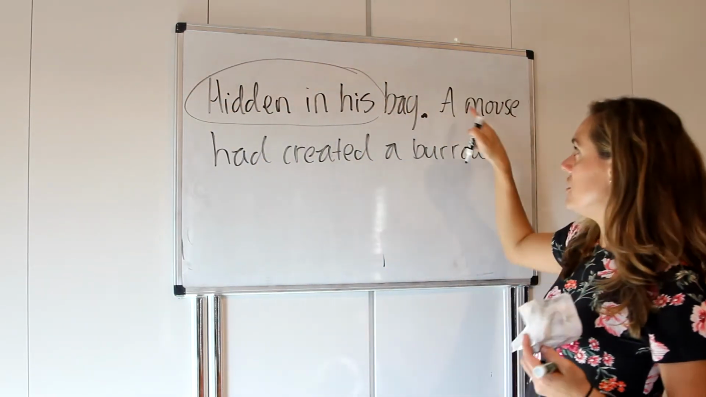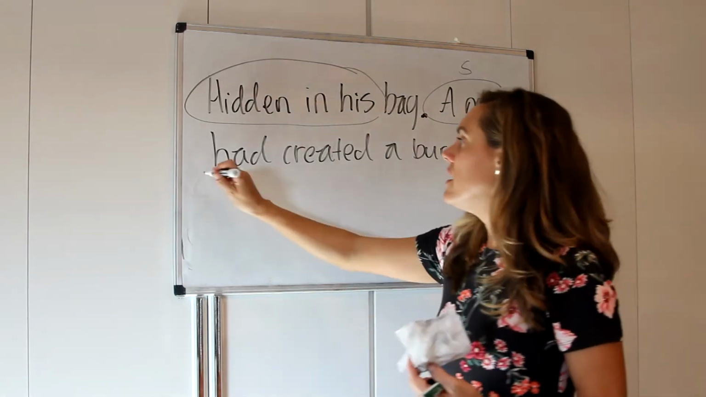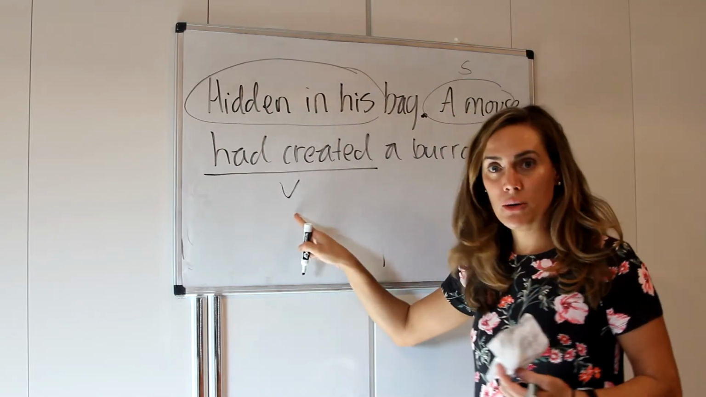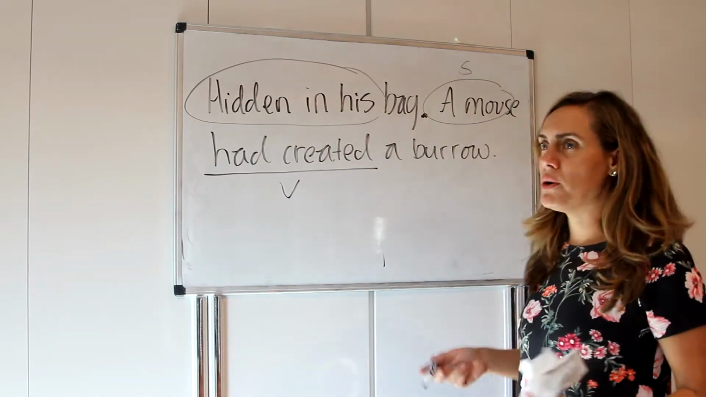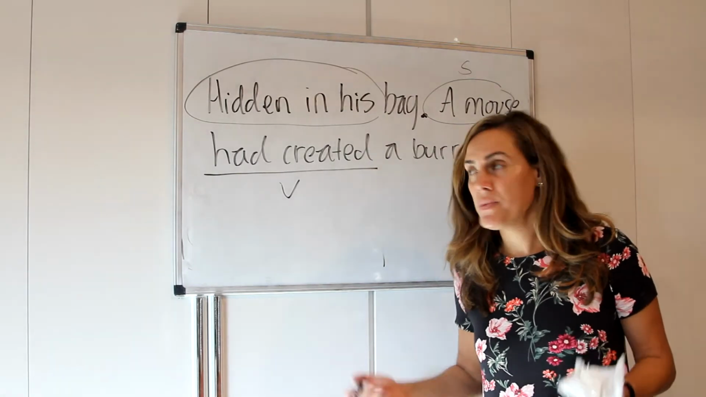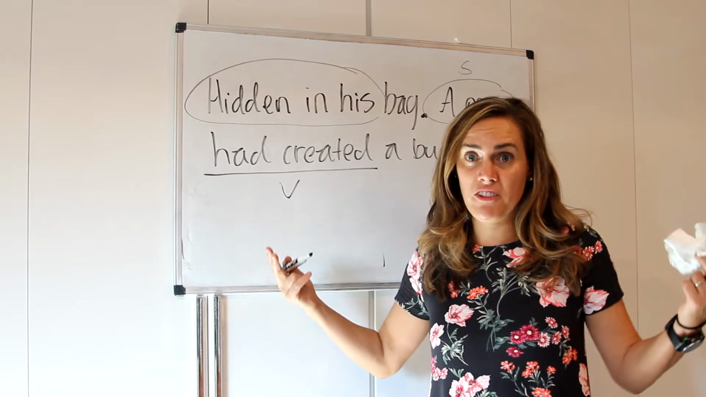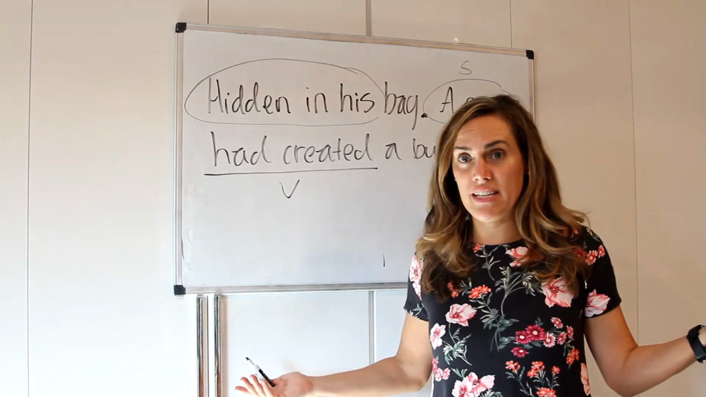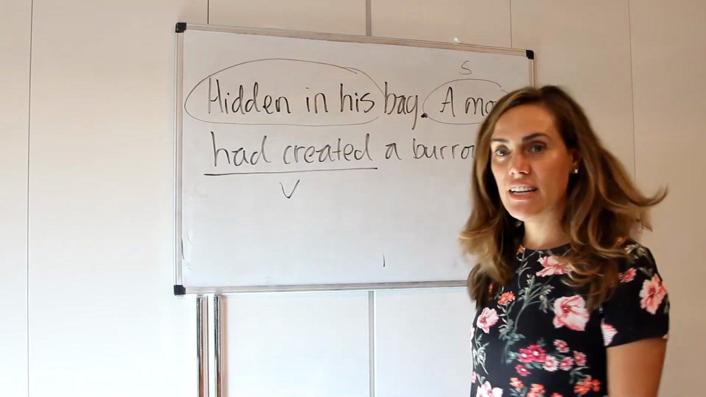But this is good. A mouse is the subject. That's who or what the sentence is about. Had created is the verb. It's what the mouse did. A mouse had created a burrow. That makes sense. It's a complete thought. This doesn't make sense. It's missing a subject. It's missing a complete verb, and therefore it doesn't make sense. There's no complete idea.